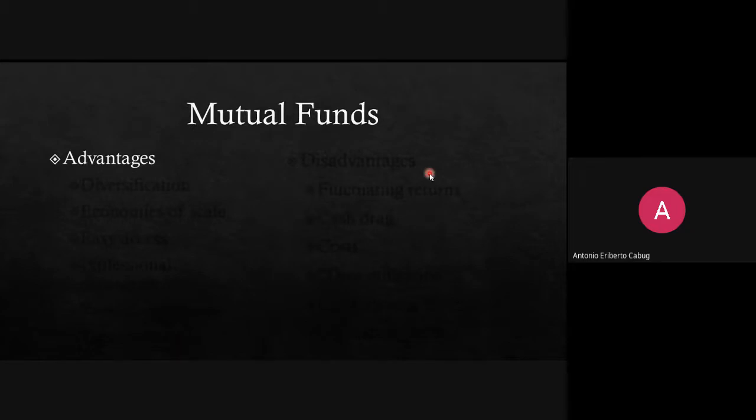Okay? So let's now proceed to the advantages and disadvantages of mutual funds. The advantages of mutual funds include diversification. Putting your eggs in different baskets would make it safer for you. Assuming that one basket will go down, you still have other baskets.